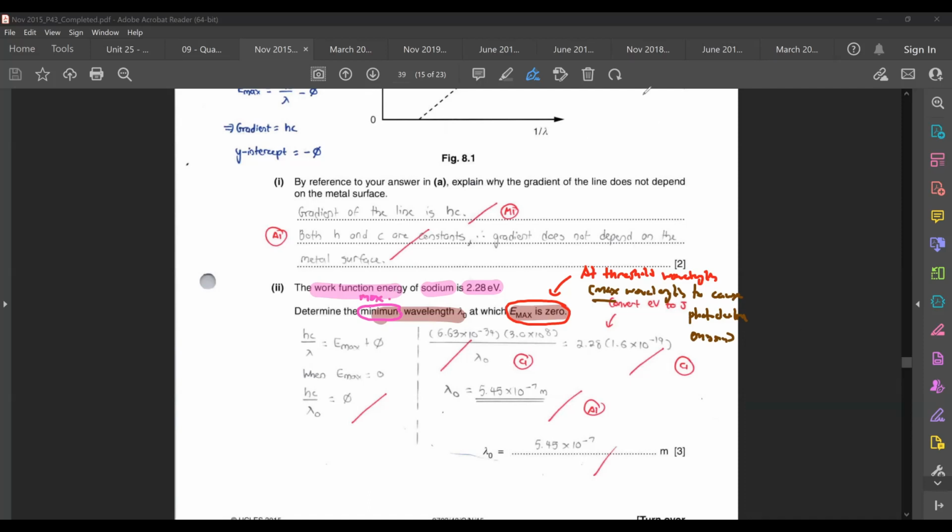But regardless, you can still do the question. If you want to find out the minimum wavelength or maximum wavelength lambda naught at which your Emax is 0, this is actually talking about your threshold wavelength.